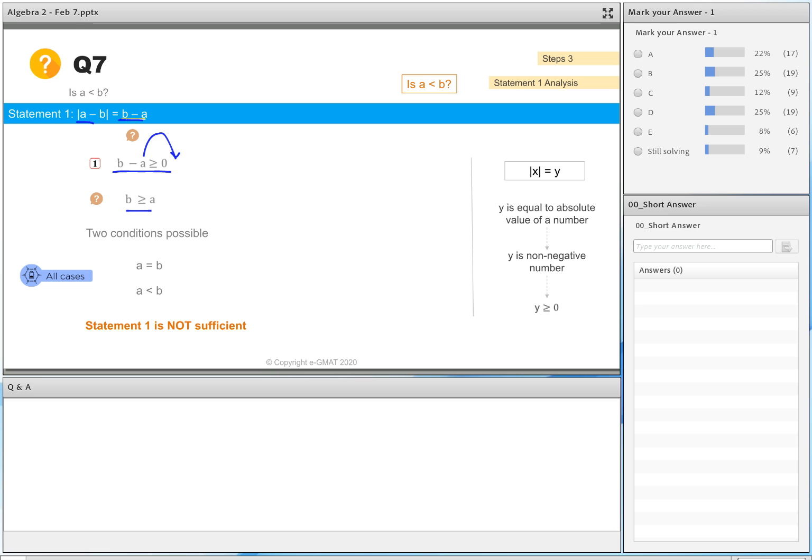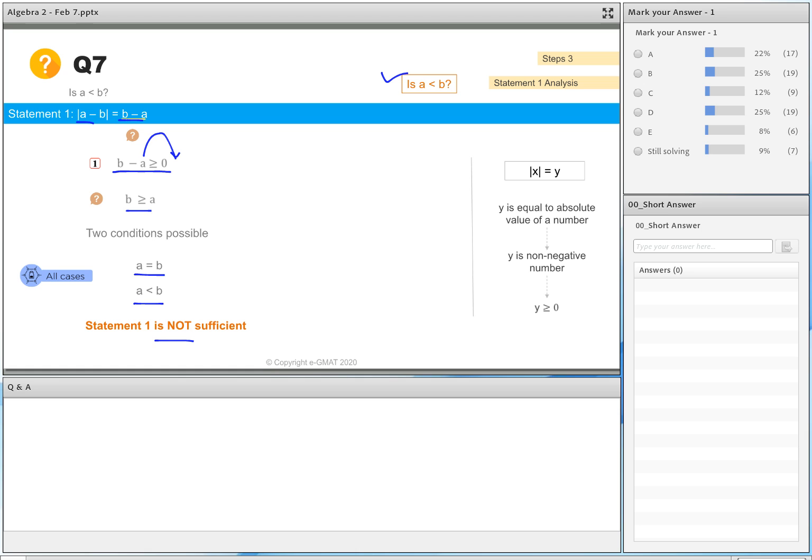So there are two possible cases. Either a is equal to b or a is less than b. So can I answer whether a is less than b or not? No, I cannot, because there are two possible cases. Either a is equal to b or a is less than b. So the first statement is not a sufficient statement to answer this question.